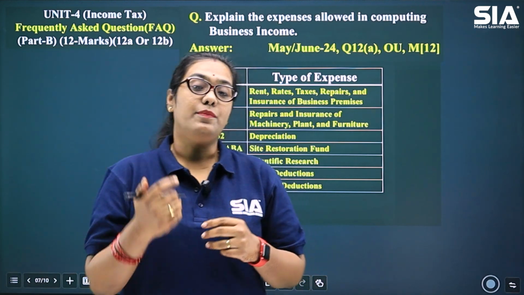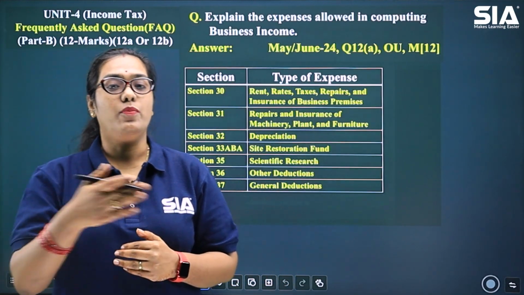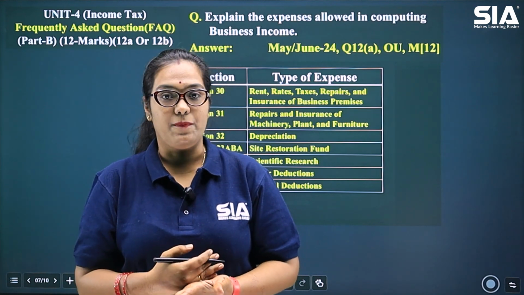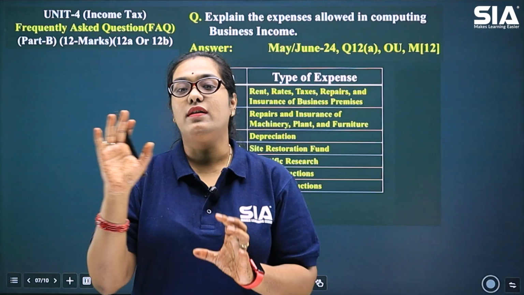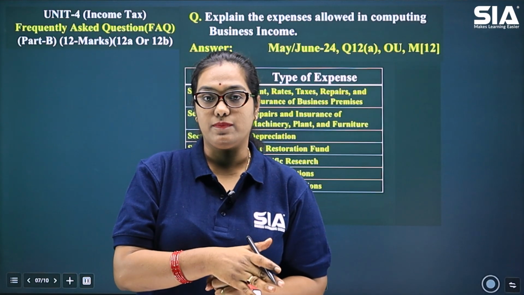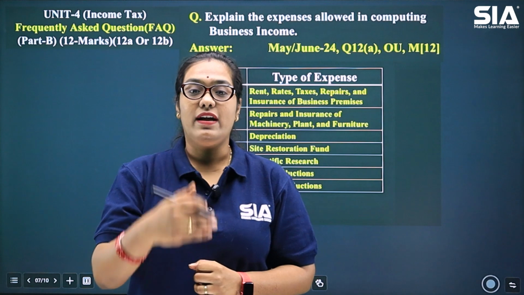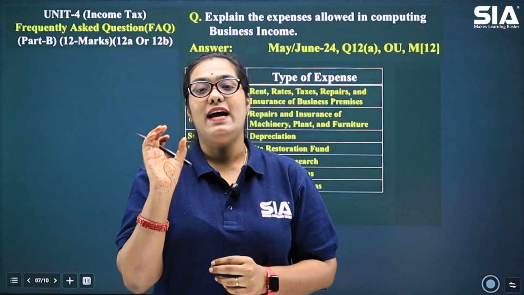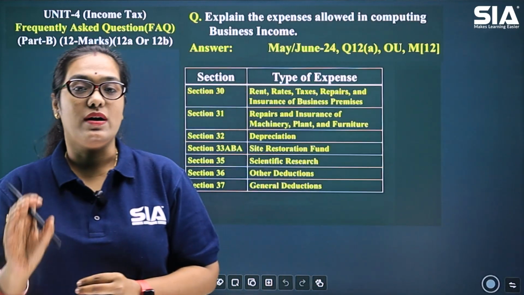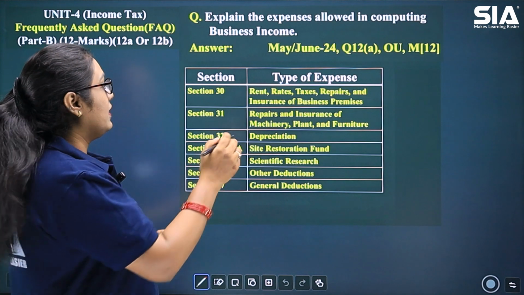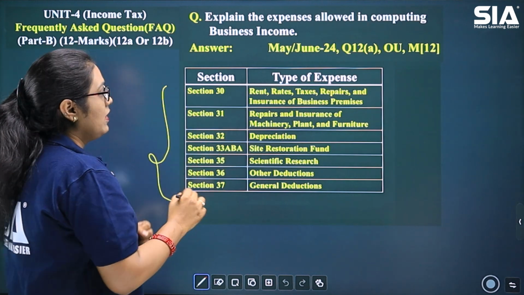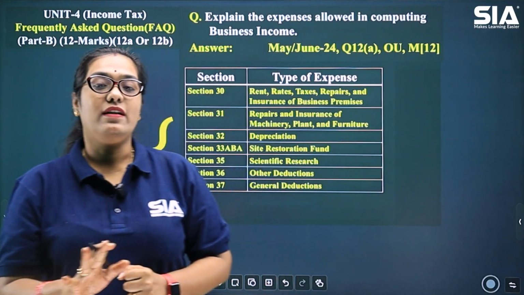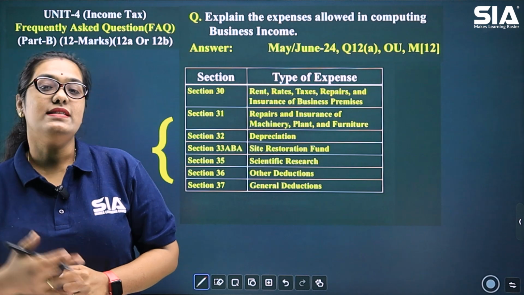Now, when we are computing income from business or from profession, there are some incomes that we will consider, and some expenses that we will consider. Some expenses are allowed under this head, some expenses are not allowed. Today, we are going to see, while we are computing the income from business, what are the expenses that are allowed as deductions. This is given to us under sections 30 to 37. So from 30 to 37, we have a list of deductions that are allowed while we are computing income from business. Let's see what are those.